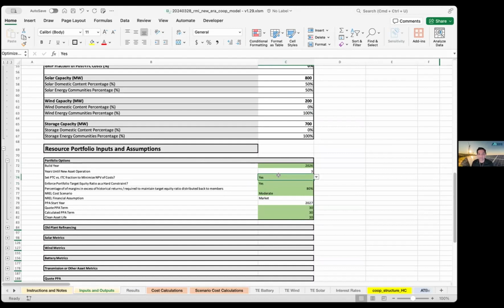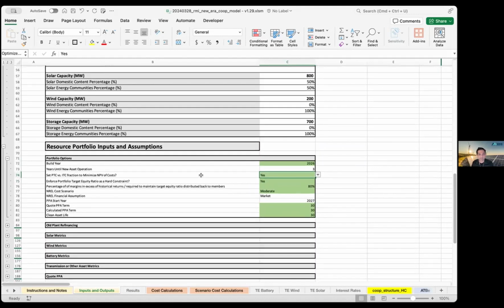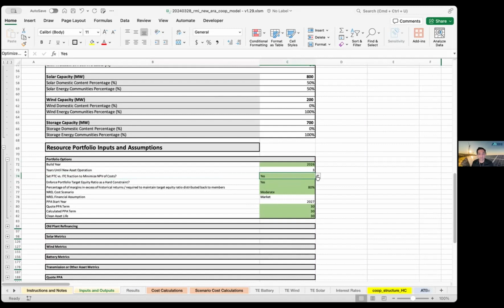For example, one of the key decisions that you may need to make is to figure out whether you want to use the production tax credit or the investment tax credit for assets that are eligible for both, particularly wind and solar. So there is a choice here that allows you to let the model select the optimum fraction to meet your financial constraints or not. And so here we've defaulted to allowing the model to do that, which is one of the things that this model in particular helps you understand for each portfolio and for each portfolio within a scenario.